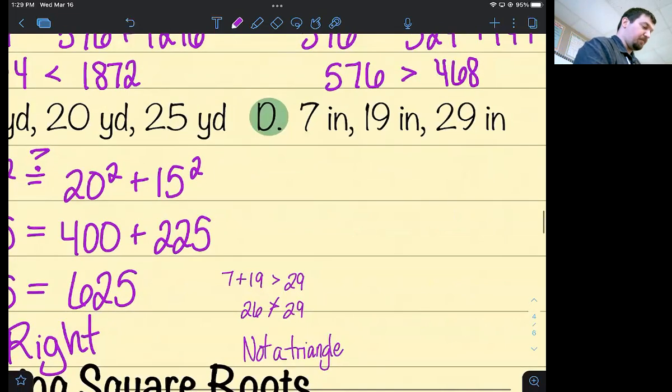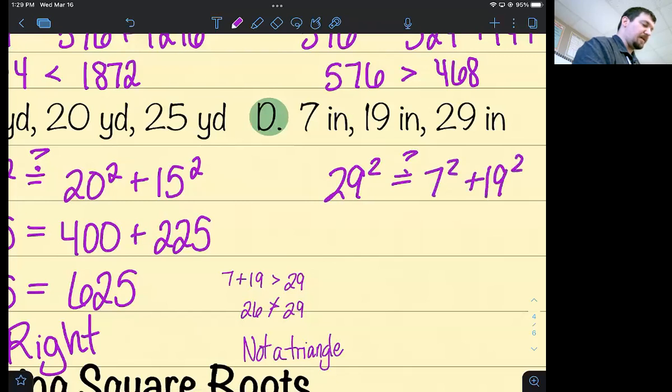So you did the 7 squared. I'm sorry, we'll start with c squared. You did the 29 squared. And then you did the 7 squared and the 19 squared. And I know 7 squared is 49. I know 19 squared is 361. What's 29 squared, Carson?